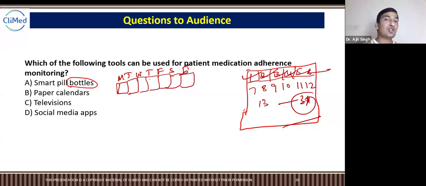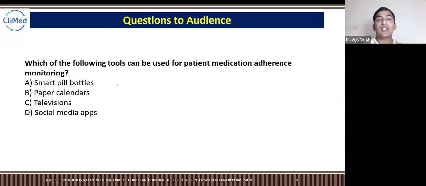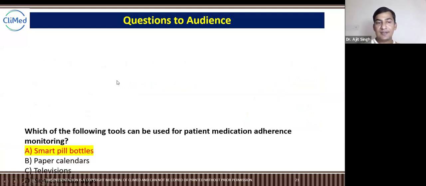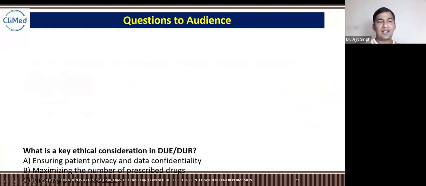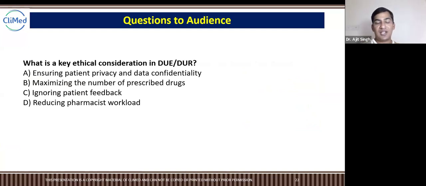So paper calendars are also one of the type of tool for patient medication adherence monitoring, but not the major tool, or this is traditional part. This is the traditional method for medication adherence monitoring. Okay, guys, got it? So smart pill bottle. I think last question maybe. Yes, maybe the last question.